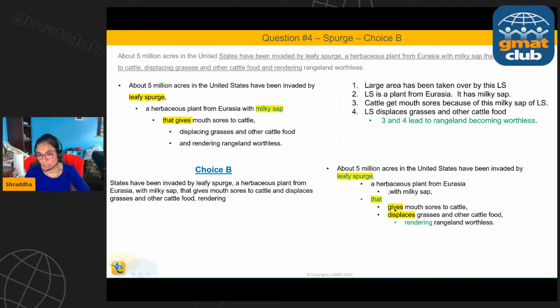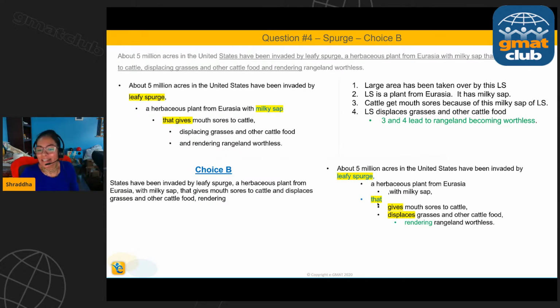Because when you have "gives mouth sores to cattle" and "displaces grasses", that means both the verbs gives and displaces must connect to one single subject. Jaideep logged on to YouTube and watched and attended the e-GMAT webinar. So when you have two verbs connected by "and", they will always belong to one subject only.